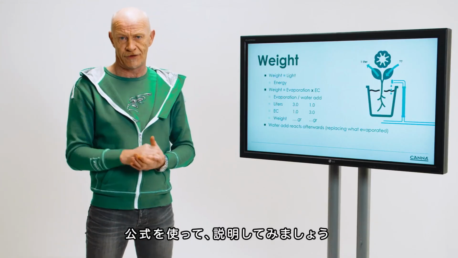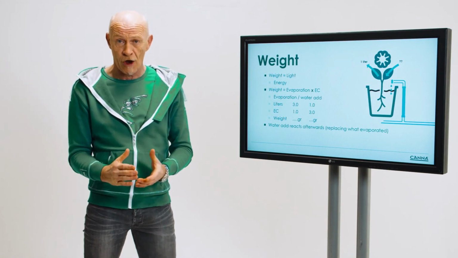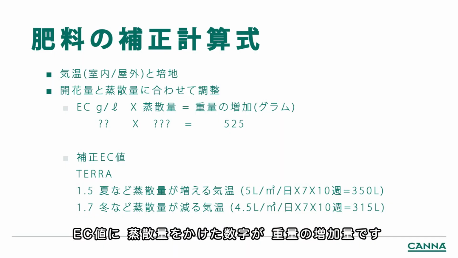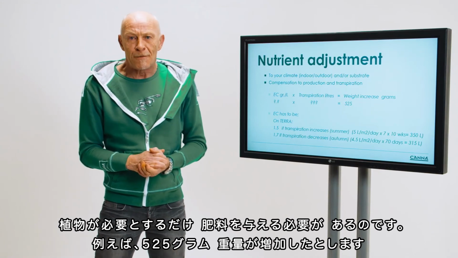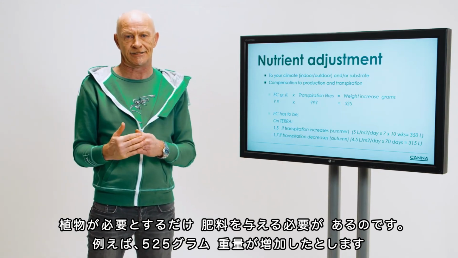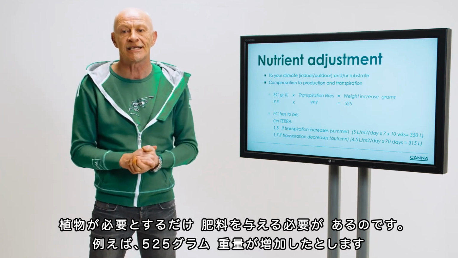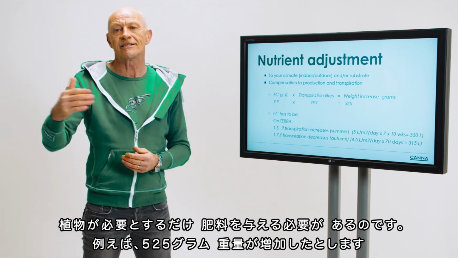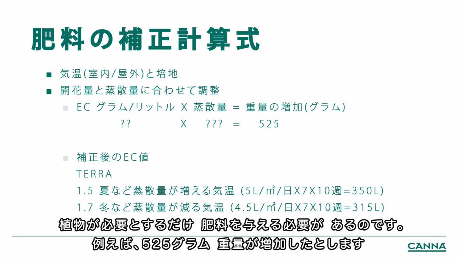We have a formula for that. And that formula is EC multiplied by transpiration will give you the weight increase. So the plant decides how much nutrients he needs. For example, in this case, you can see that the weight increase could be 525 grams.